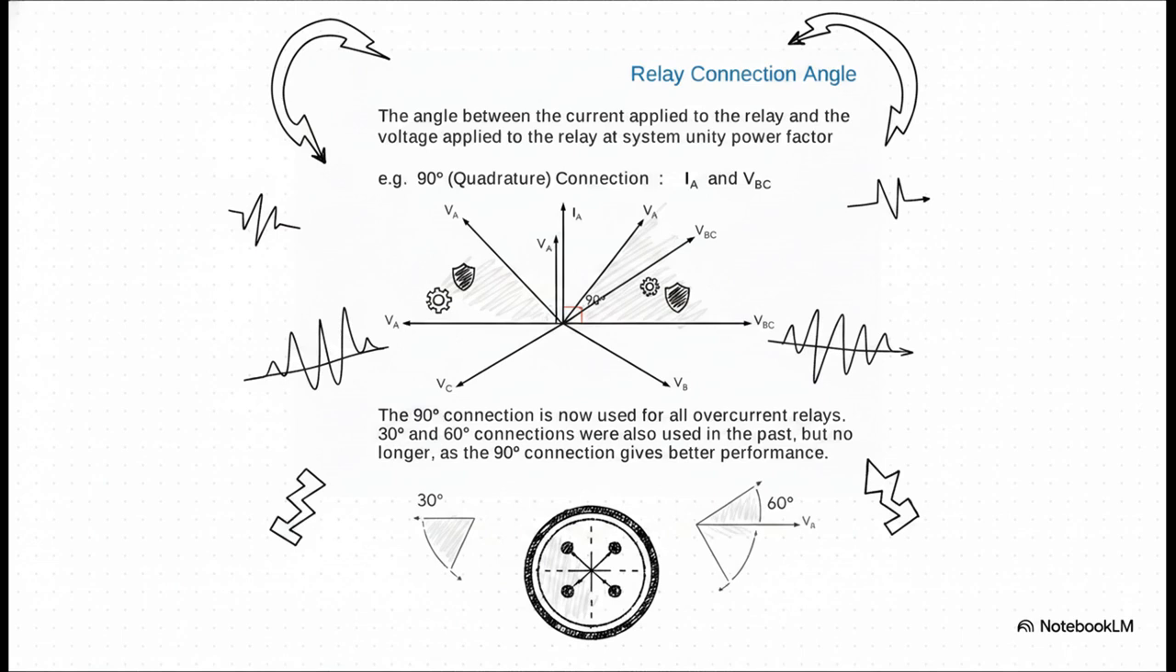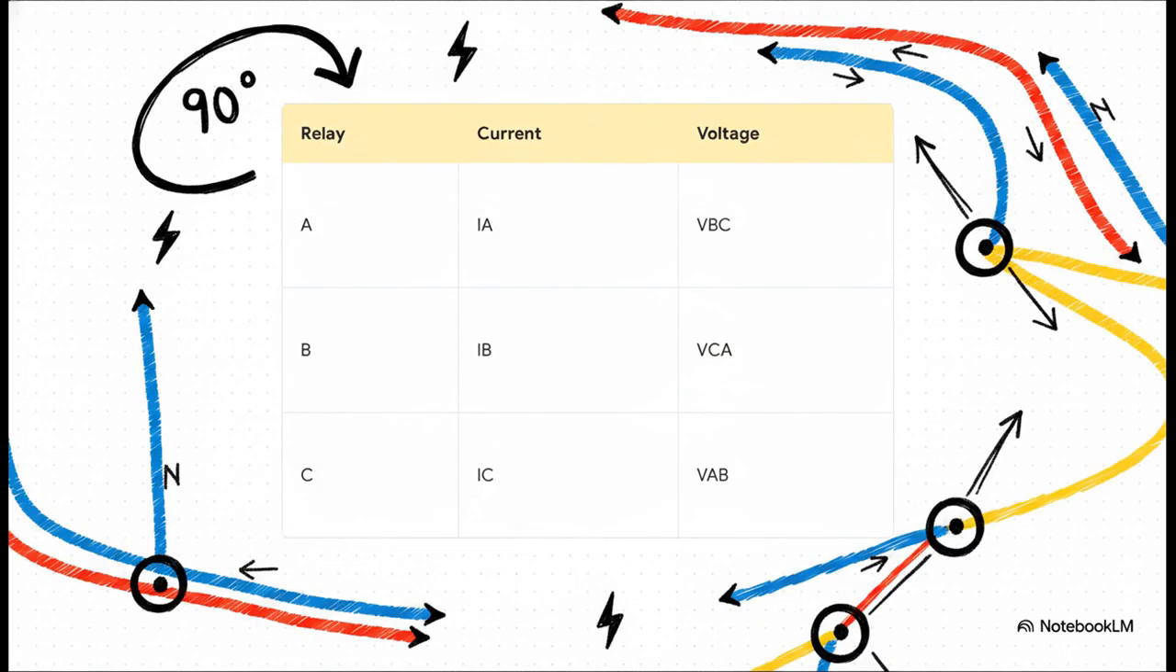Now, back in the day, engineers messed around with 30-degree and 60-degree connection schemes, but those are pretty much obsolete today. The 90-degree connection just gives far superior performance and has become the absolute modern standard for all overcurrent relays. To make sure the entire three-phase system is protected, we just apply this 90-degree logic across the board. It maps out super cleanly into this matrix.